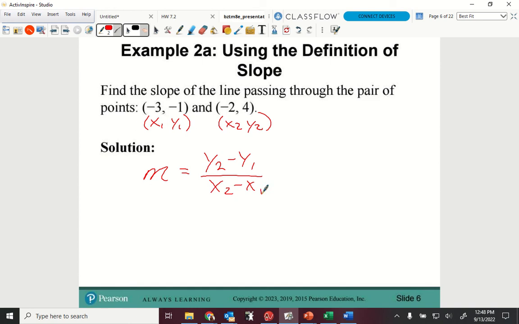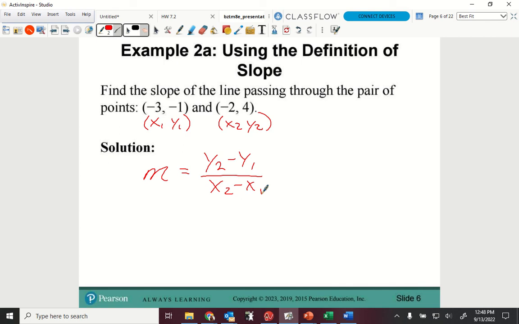So I labeled my items before I even start, so I know where everything needs to go. So I plug it in exactly where it is to the formula here. And if I have a negative, I want to add it with a parenthesis so I don't lose it. Always add it with the parentheses.